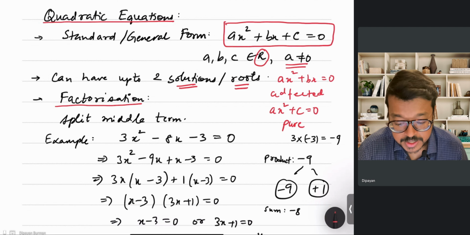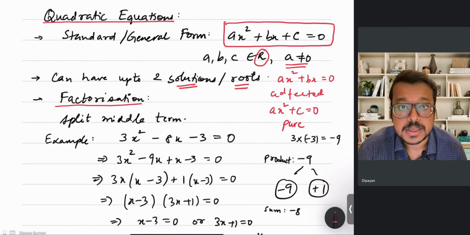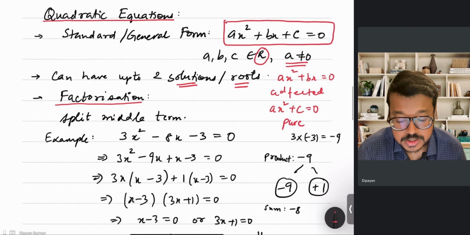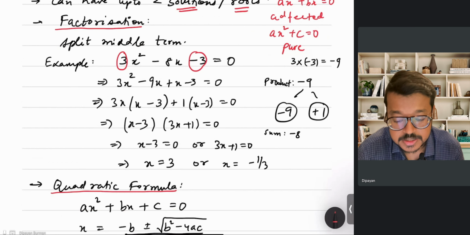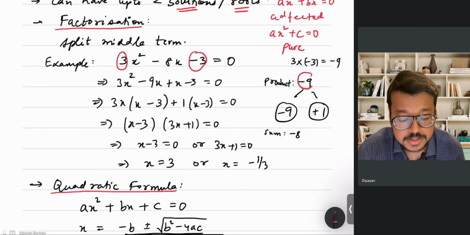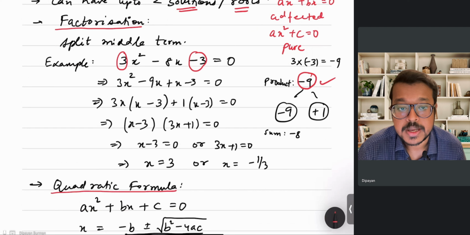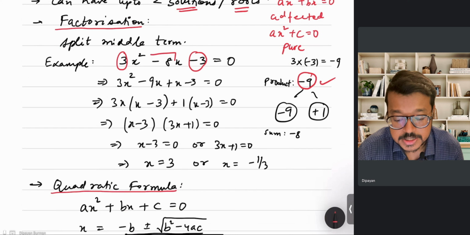Now if we want to factorize, the method is known as splitting the middle term, because we have a quadratic trinomial on the left side whenever we have the standard form of our quadratic equation. If you remember the procedure for splitting the middle term, first we need to multiply the coefficient of x square and the constant term. So I have written an example here. Here the coefficient of x square is 3 and the constant is minus 3. So the product will be minus 9, and we have to split minus 9 into two numbers, so that the product is minus 9 and the sum will be minus 8.